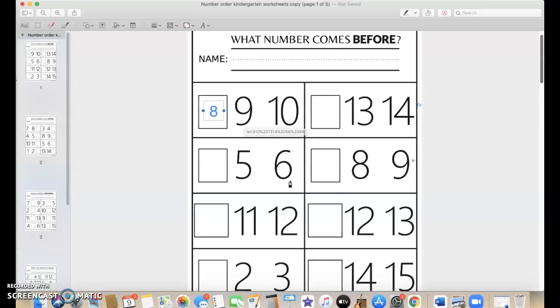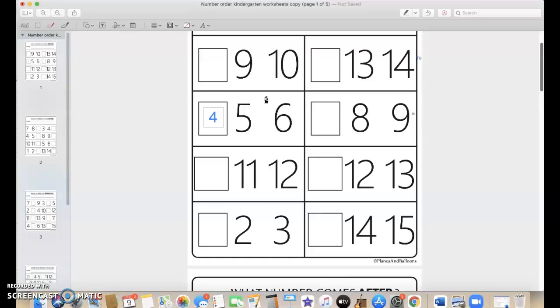Go ahead and try this problem below it with the blank, and then 5 and 6, and see what your answer is. Okay, so the answer for here is 4. So 4 comes before 5 if you look on a number line or in a hundreds chart. So it goes 4, then 5, then 6. Let's go ahead and move on to some different problems.